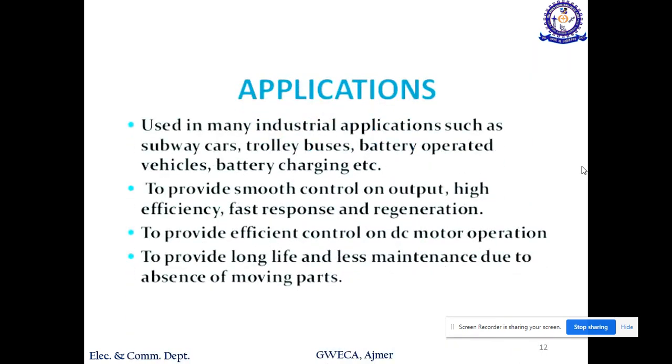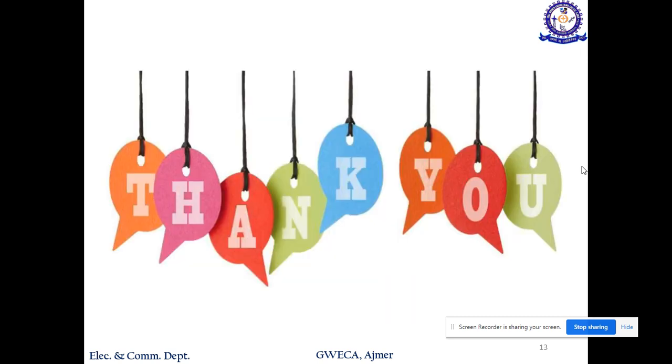So what are the applications of the boost converter? It is used in many industrial applications such as subway cars, trolley buses, battery operated vehicles, battery charging, etc. To provide smooth control of an output, high efficiency, fast response and regeneration, to provide efficient control on DC motor operation, to provide a long life and less maintenance due to the absence of moving parts.